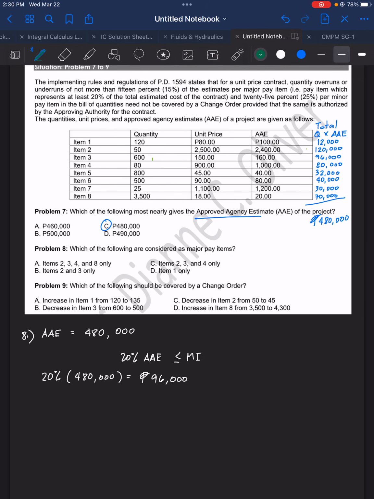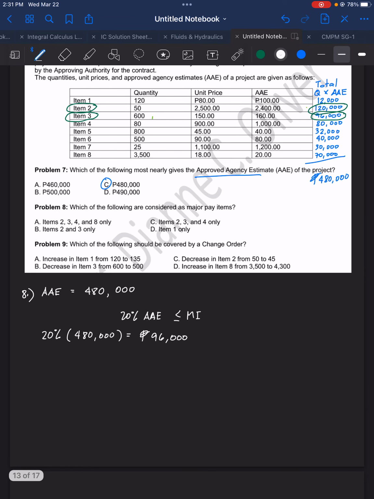There. So 120,000, so item number 2, and also item number 3, the 96,000. So the first two are the highest. Now, if we check it by the formula, we have item 2 and item number 3. So items 2 and 3 are the day pass.